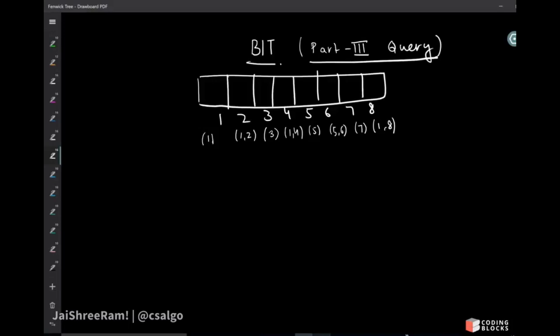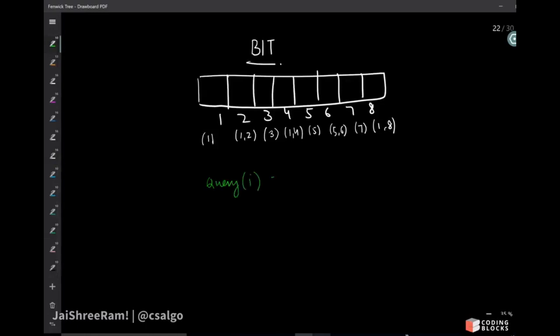Now we are going to talk about how to query a BIT. We have constructed a BIT, we have done the updates, and now it is time to query. So what does querying mean? Right now we are talking about a very simple query. Let's say query i means what? Query i means the sum of all elements from 1 to i, the sum of all elements from index 1 to index i. So this is what query i means.